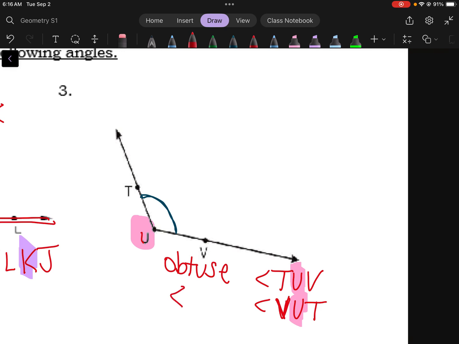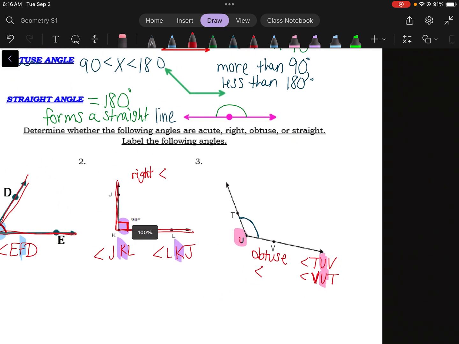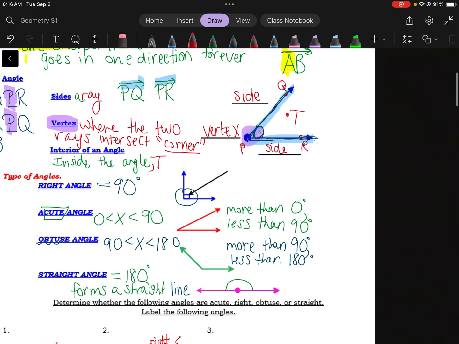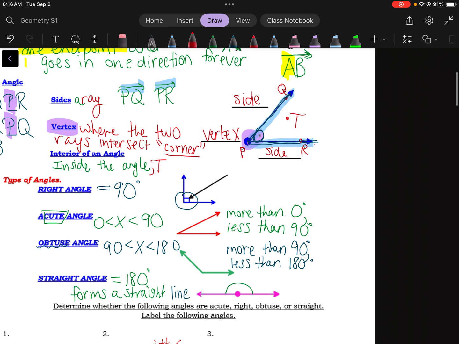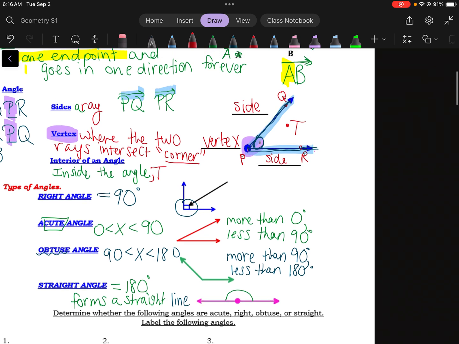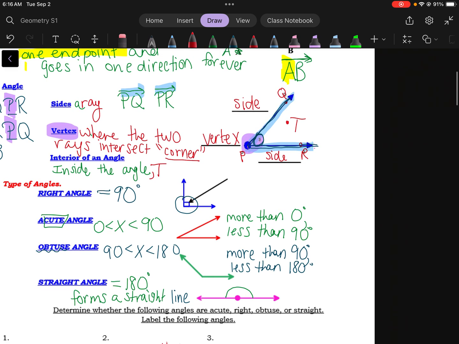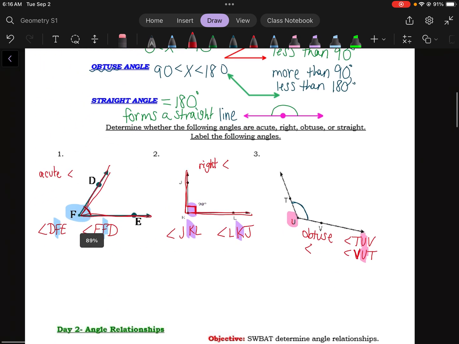All right, so again, today we learned what a ray was and what the sides were. The sides are the 2 rays. The vertex is that middle piece where it starts. And the vertex is, again, going to be the middle letter.